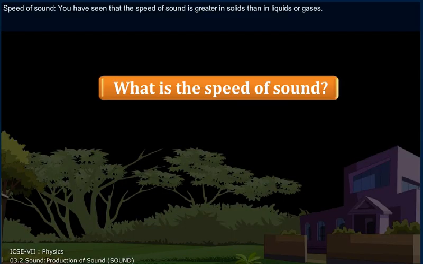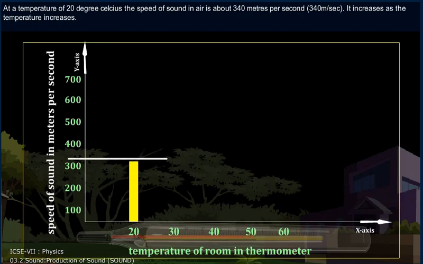Speed of sound. You have seen that the speed of sound is greater in solids than in liquids or gases. At a temperature of 20 degrees Celsius, the speed of sound in air is about 340 meters per second. It increases as the temperature increases.